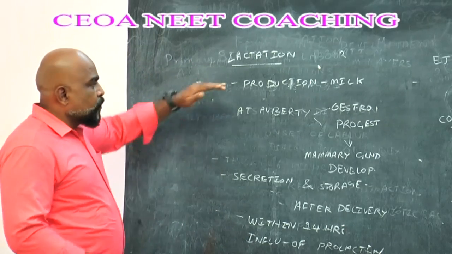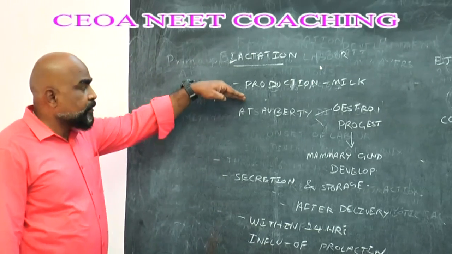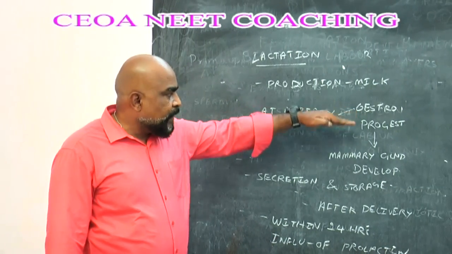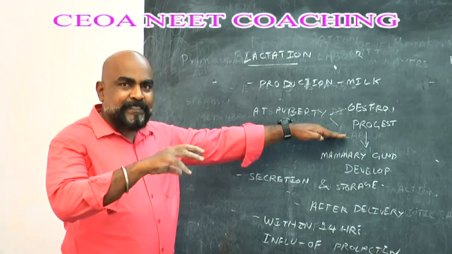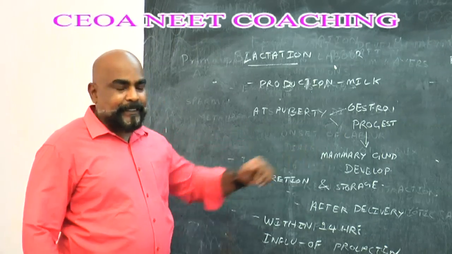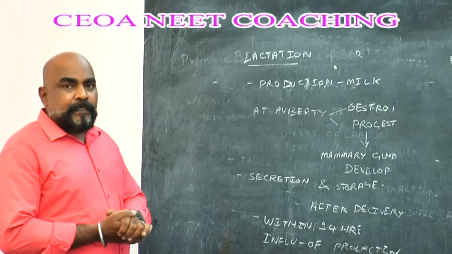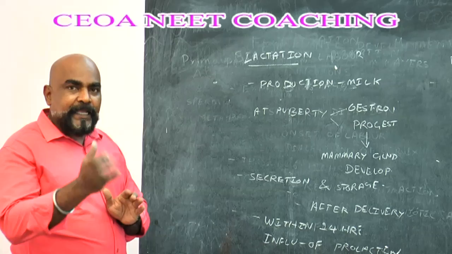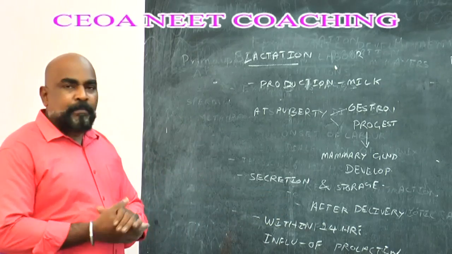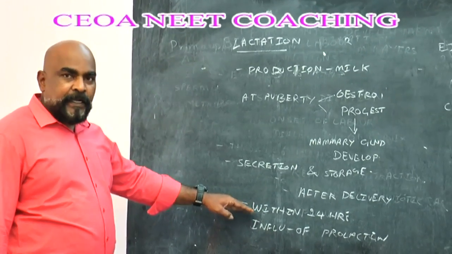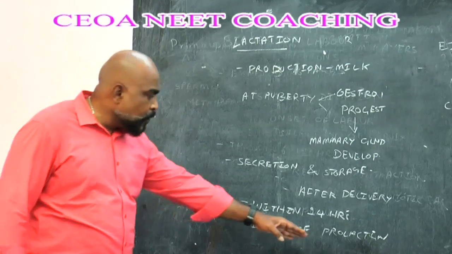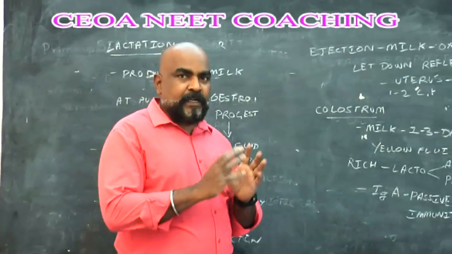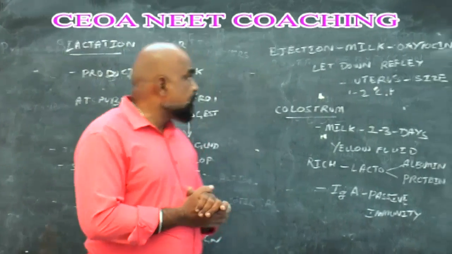Lactation is a process by which milk is produced. At puberty, the hormones estrogen and progesterone influence the development of mammary glands. But the secretion and storage of milk will start only after delivery, maybe within 24 hours, influenced by the hormone prolactin. So because of the action of prolactin, the mammary glands will start producing milk after delivery.